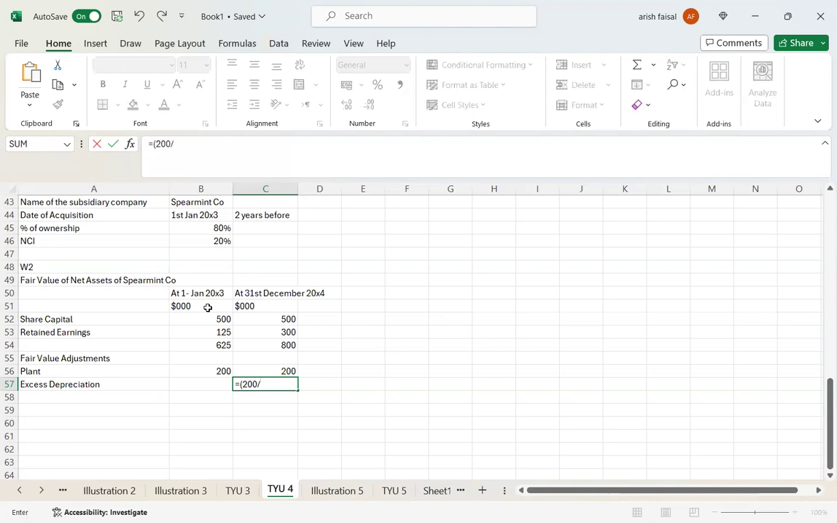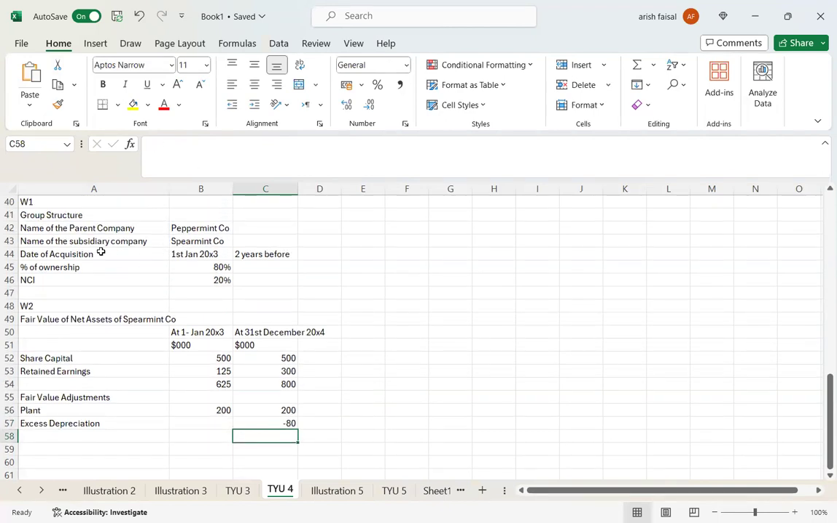The remaining life at the date of acquisition was 5. So if you divide 200,000 by 5, you will get 40,000, which is the depreciation per year, right? But because the difference between the acquisition date and the reporting date is 2 years, I need to multiply it by 2, and I will get a total depreciation of 80, which has to be charged over a period of 2 years. And hence, that will reduce the value of the net assets at the reporting date.